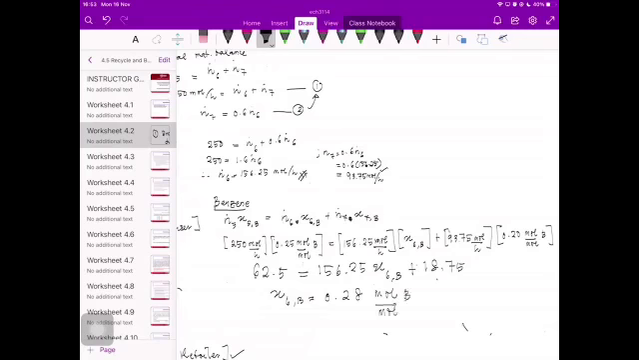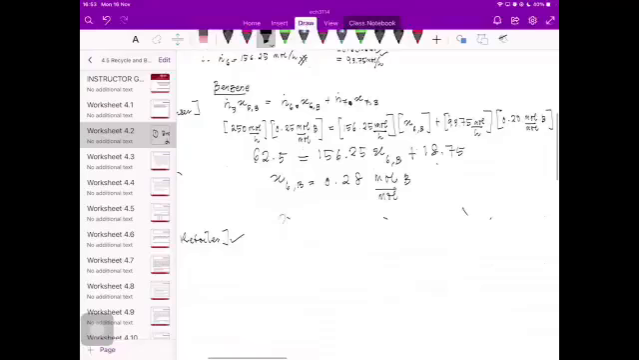Okay, so the toluene amount, X6 toluene, will be 1 minus 0.28, and that will be 0.72 mole per mole of toluene. All right, so we have the information for the given partial reboiler.